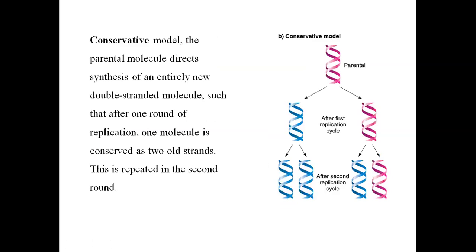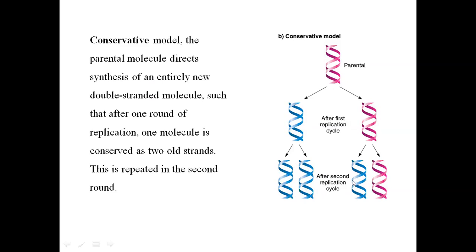So in the case of conservative, the term itself means conserved, because the parental molecule directs the synthesis of an entirely new double-stranded molecule. This is a very new double-stranded molecule, and this is the existing copy. After the first replication cycle, during the second replication cycle, these two new molecules will form, and from here one existing and one new molecule will form.